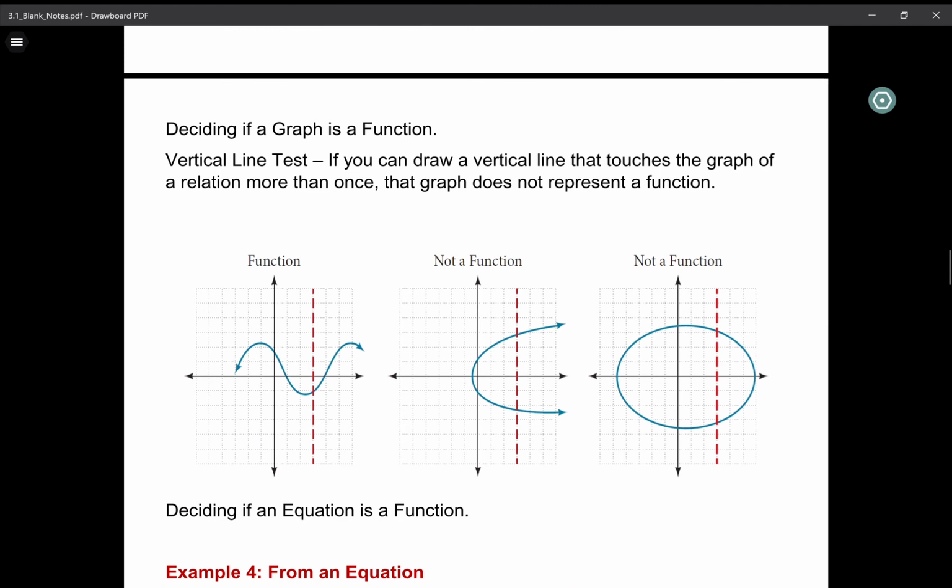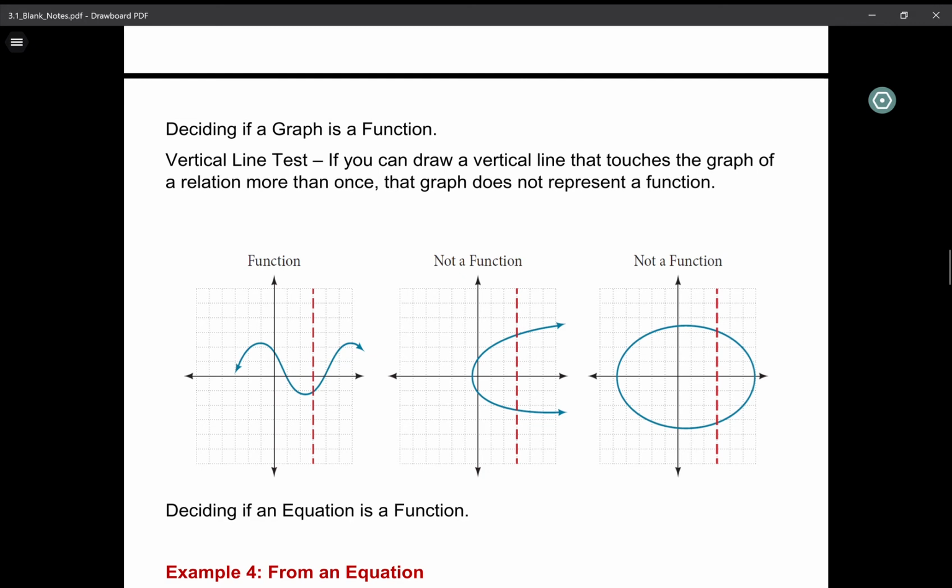And the vertical line test says if you can draw a vertical line that touches the graph of a relation more than once, that graph does not represent a function. And let's see if we can reconcile that with our previous definition of what is a function and what isn't a function. So let's look at the example of the last one here.